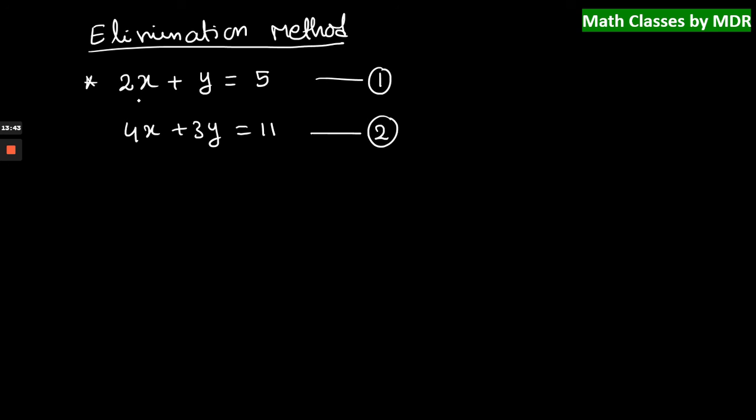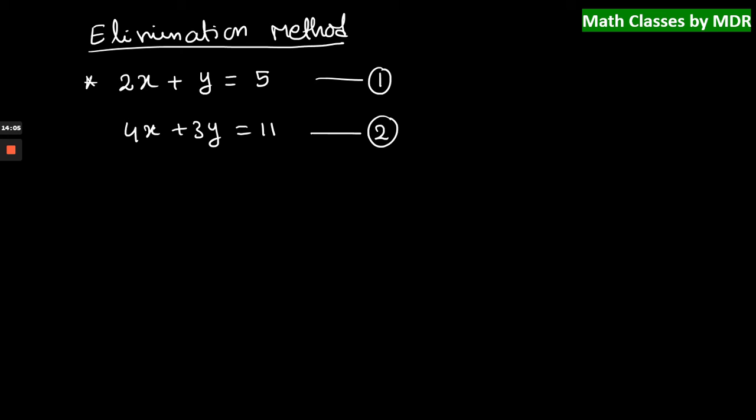If you look at the first equation, x coefficient is 2. If you look at the second equation, x coefficient is 4. So we have two different coefficients. Let us look at the y coefficient. Y coefficient in first equation is 1. Y coefficient in the second equation is 3. So that means the coefficients are different. So first what we have to do is make the coefficient same.